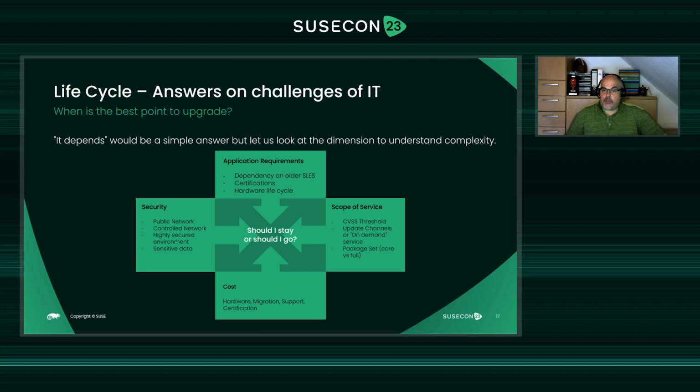And as well, the scope of service provided by various support options is another dimension to consider. There are specific security requirements you must meet due to legal obligations or policies. Is your organization ready for an on-demand model, for example? Do you prefer a more proactive approach using update channels? Evaluate the package set offered by the different support options and consider whether the essential core set of packages aligns with your needs.